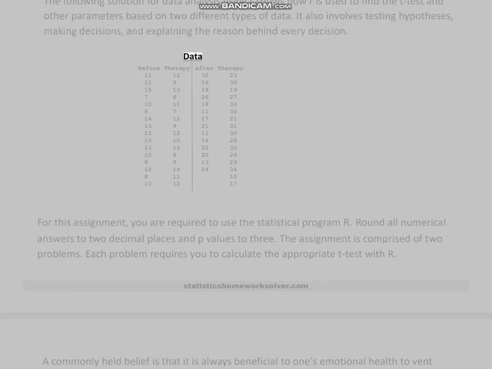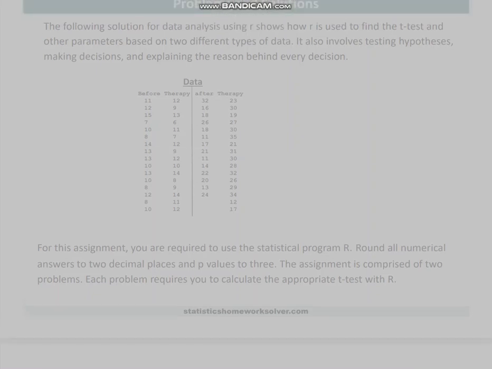Data. Before therapy, after therapy: 11, 12, 32, 23, 12, 9, 16, 30, 15, 13, 18, 19, 7, 6, 26, 27, 10, 11, 18, 38, 7, 11, 35, 14, 12, 17, 21, 13, 9, 21, 31. Problems and solutions. 13, 12, 11, 30, 10, 10, 14, 28, 13, 14, 22, 32, 10, 8, 20, 26, 8, 9, 13, 29, 12, 14, 24, 34, 8, 11, 12, 10, 12, 17.